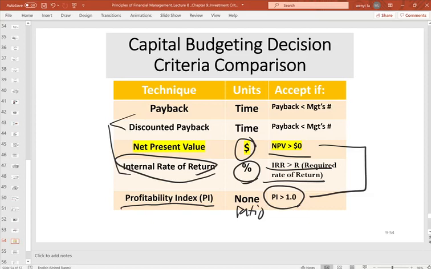And we also studied the payback period. That means how soon you recover your initial costs. This one must be less than the management team's target project years, right? And we also improve this method using a discounted payback period. This one should also be less than the management's target discounted time period. And this is measured in time, in the T.